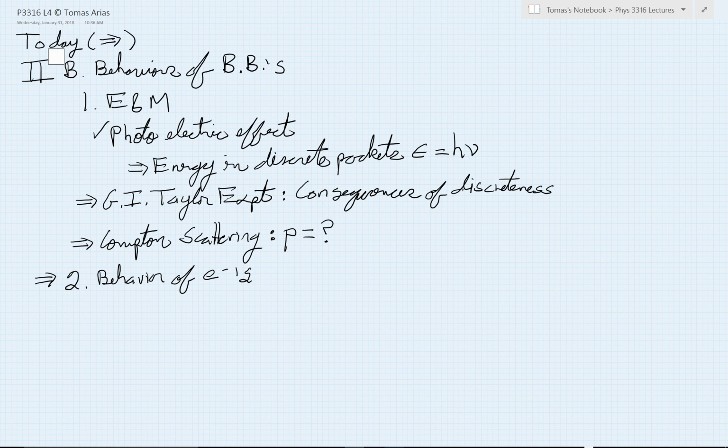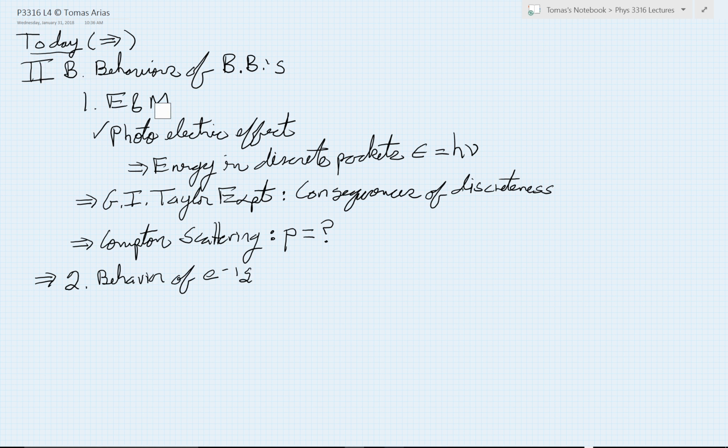So today what we'll be looking at, which will be marked with these arrows that you see here, and I'm going to be putting today's discussion in context again with our course syllabus outline. So as you know, we're in this second unit. Of the second unit, we're looking at the behaviors of our basic building blocks.